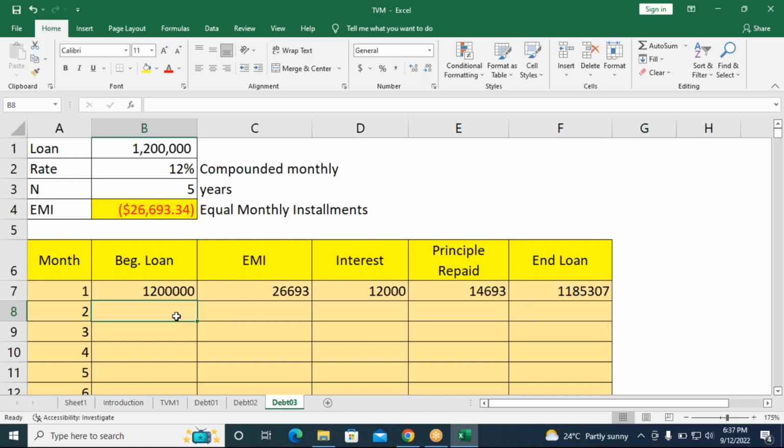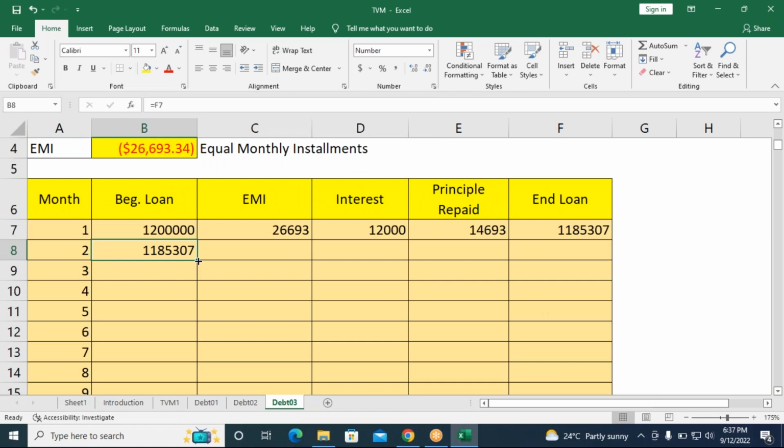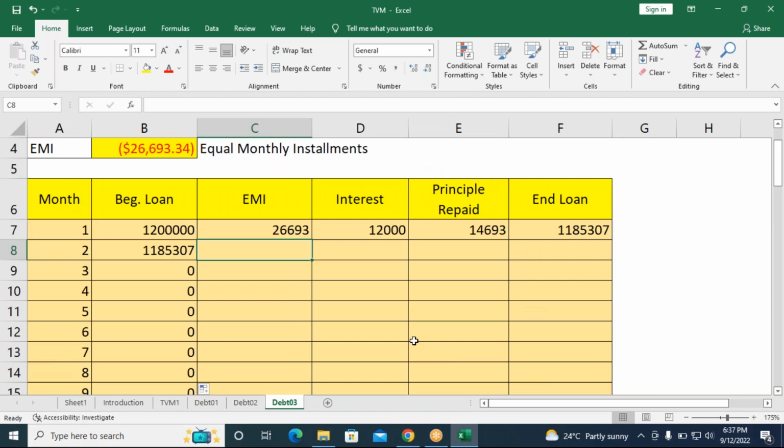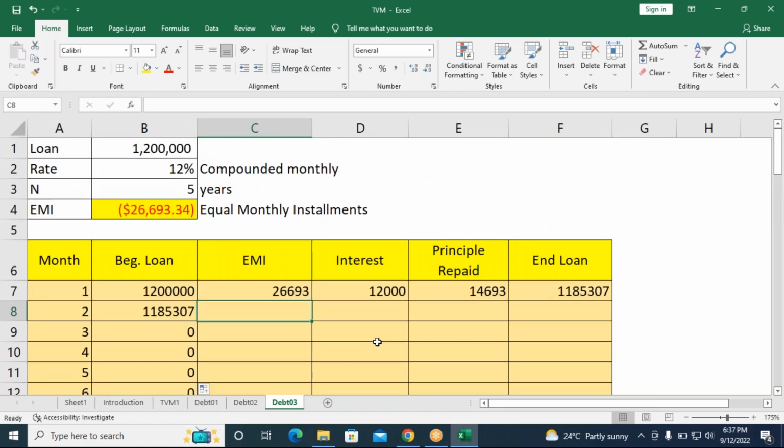So now what will be my beginning loan in the second month? Ma'am, it will be the end loan. Yes, very good. So I'll select this. This is my beginning loan. From here, I'll just double click on it. Okay, my formula is implemented. So here EMI: every month the EMI is going to remain the same. Is equal to EMI. Okay. So this one also I'll select and double click. So EMI is going to remain the same till the last.